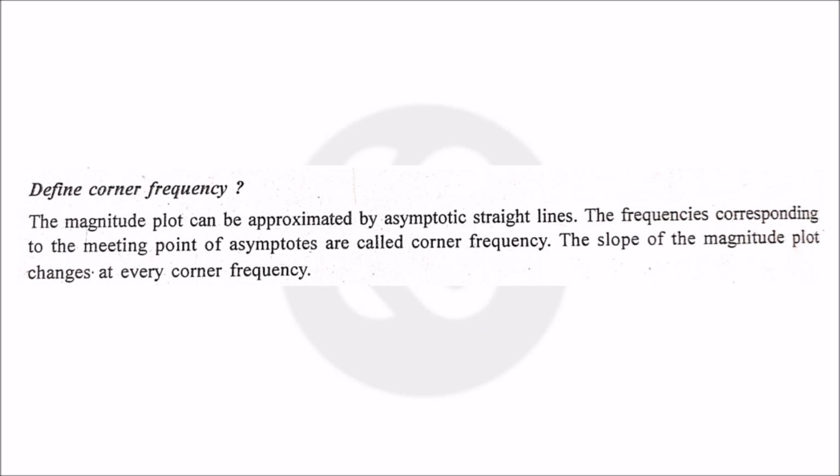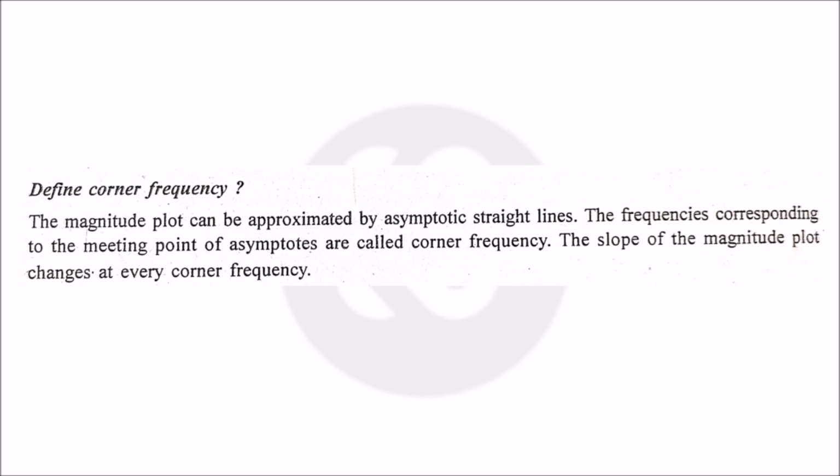So the first point will be the corner frequency. That is a more important thing. And I told you the magnitude plot of the Bode plot is to be joined by a straight line using a scale. So that is not actually the correct thing, but we approximate it and make a straight line. So this is a small curved line. The curve will be around a 3 dB gap, but that is not enough. That's why we approximate it by a straight line. So the magnitude plot can be approximated by asymptotic straight lines, and the frequency corresponding to the meeting point of asymptotes is called the corner frequency.